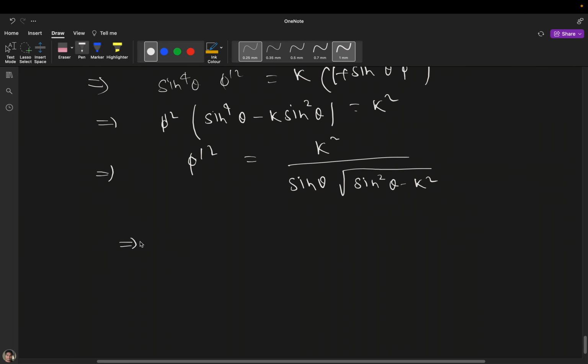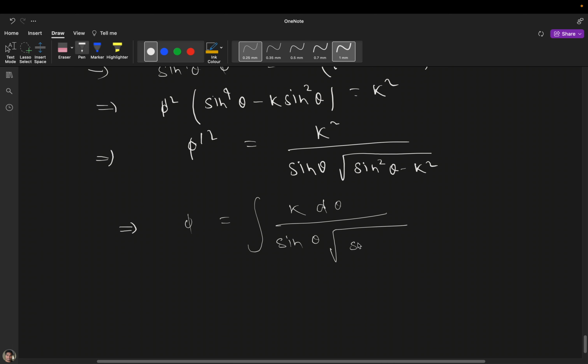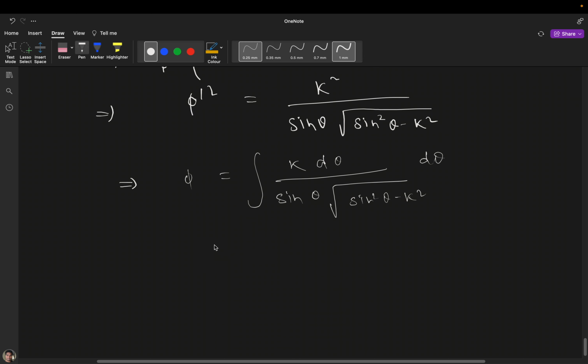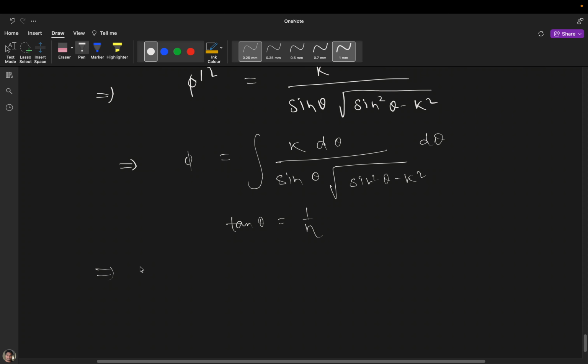So again, this is a differential equation, and when you take a square root, it will become phi equal to the integral of k d theta divided by sine theta, and this will become the square root of sine square theta minus k square, d theta. Here you have to integrate it, and for the integration we have to substitute tan theta equal to 1 by eta. This problem is already solved, but I'm just showing how to solve it.